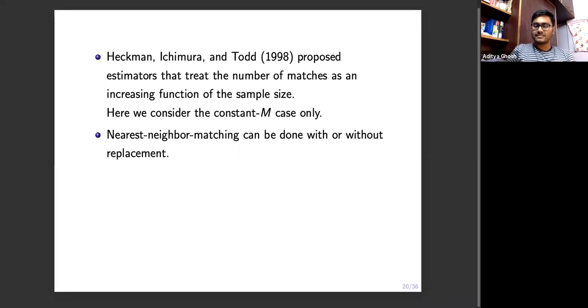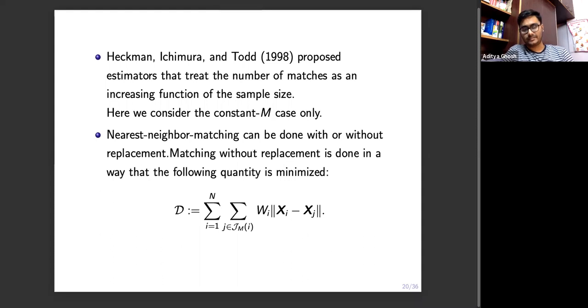And it turns out that the theory for with or without replacement is much different. For example, in case of with replacement, we have some sort of independence, right? But when you consider without replacement, first of all, how to do without replacement? We cannot just take arbitrarily, right? You have to be optimal in some way. So we do without replacement in a way such that this quantity is minimized.